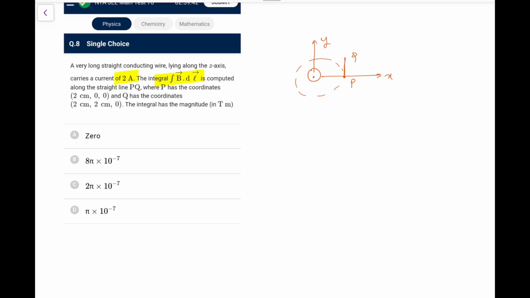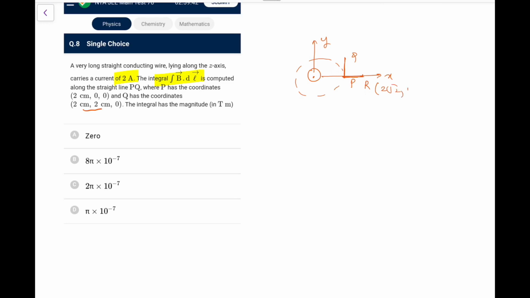So if you have to calculate the integral B dot dl computed along the straight line, the integral has some magnitude. What magnitude this integral will have, that we will need to calculate now. It's tough to do directly, but I can go like this. I can go to 2, 2, 0. That radius would be under root of 2 square plus 2 square, that is 2 root 2. So let's go to this point, let's call it R.